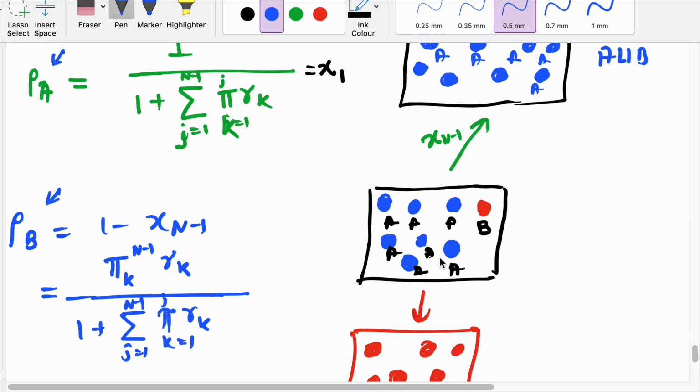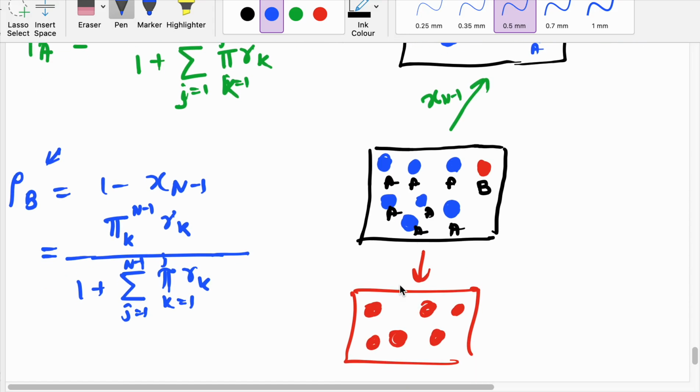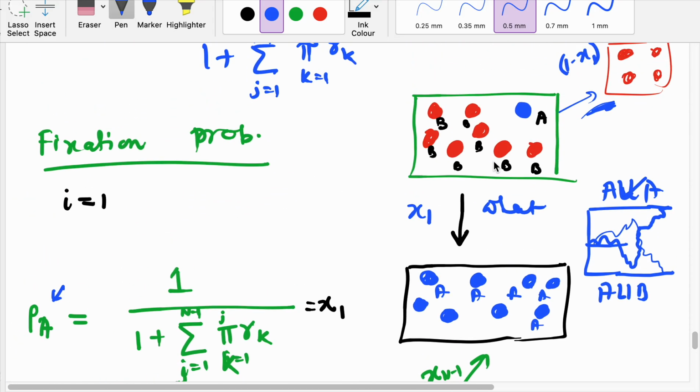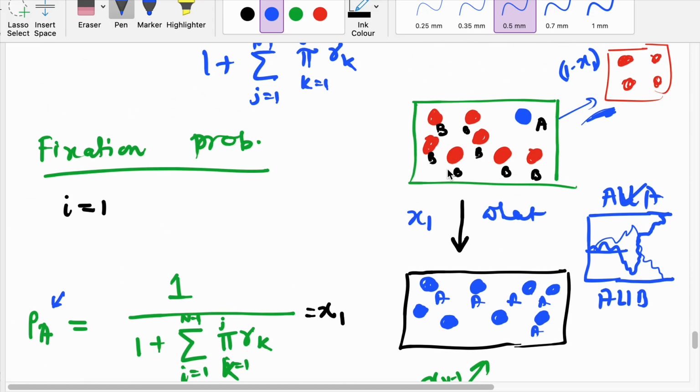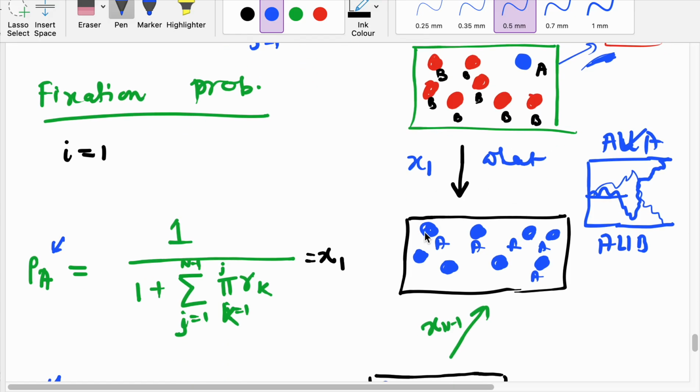It makes sense because of our ESS kind of thing, because here only one type of mutant came in the population, and what is the probability that it will invade the whole population? Here only one a type individual came in the population, what is the probability it will go to the all a state? So that's it for today's class.